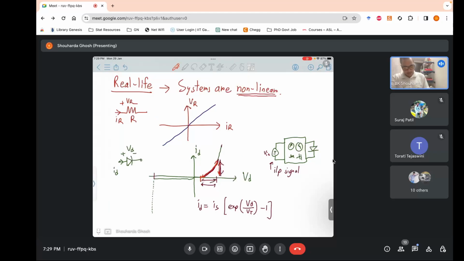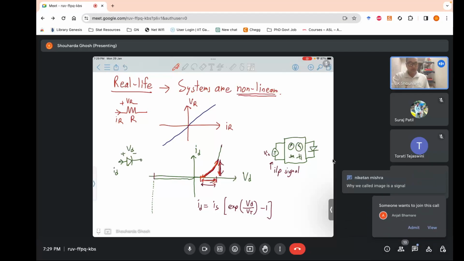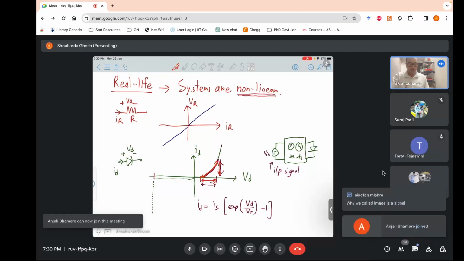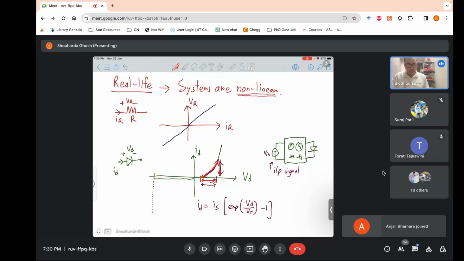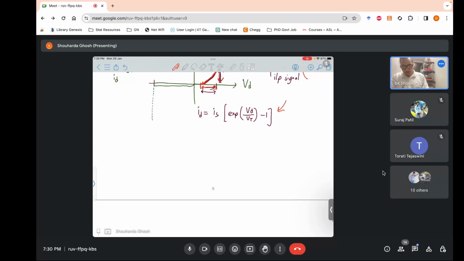So when my excitation is in this range, ID is equal to this exponential thing. When this is large, you have to use this nonlinear equation to solve for the currents or voltages present inside the network, inside this system, in order to analyze it. But in a lot of cases, the signals that we use in real life, or the signals that we acquire from the environment, are very minute.